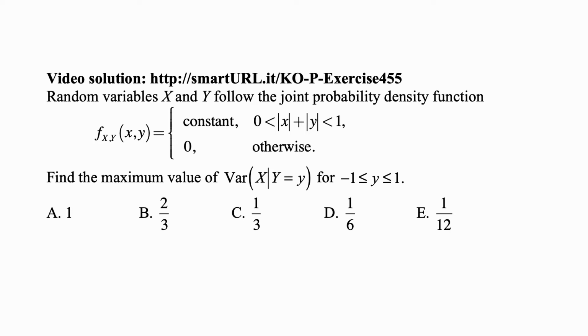This is a problem a student asked me. Similar problem, I rewrote it a little bit. It's extremely simple, but it may look scary at first. We have random variables x and y that follow the joint probability density function with constant density for absolute value of x plus absolute value of y being between 0 and 1 and 0 otherwise. So this is a uniform distribution on the region which is defined by the condition that absolute value of x plus absolute value of y is less than 1. Find the maximum value of the variance of x given that y is equal to y for y between -1 and 1.